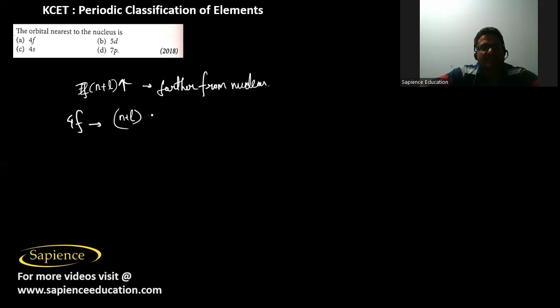Then here it is asked which orbital is nearest to the nucleus. So here we can use the n plus l rule. If the n plus l is higher, then it means it is farther away from the nucleus. So for 4f, n is 4 and l is 3 (s, p, d, f), so that is 7.